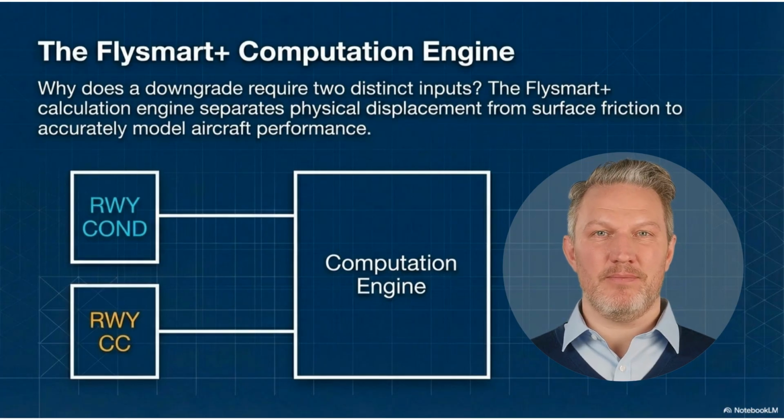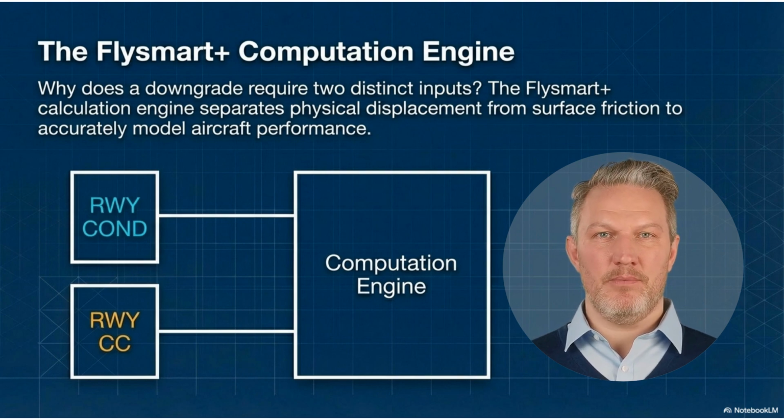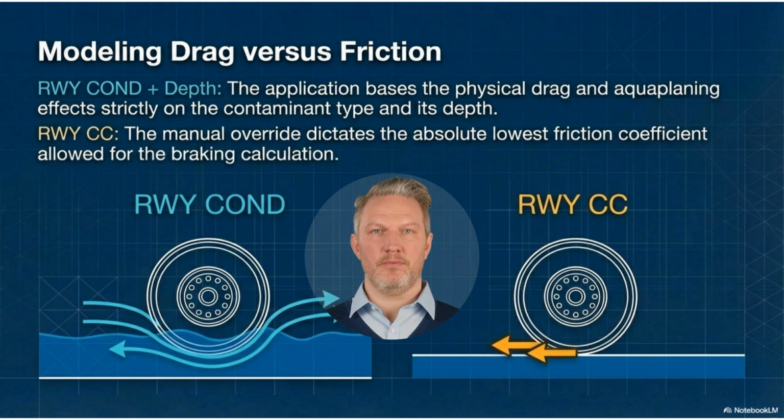Why the 2 inputs? The Flysmart Plus calculation engine is designed to be highly sophisticated. It separates physical displacement from surface friction. By providing both data points, the engine can build a high-fidelity model of how your aircraft will behave from V1 to rotation. Think of it this way.